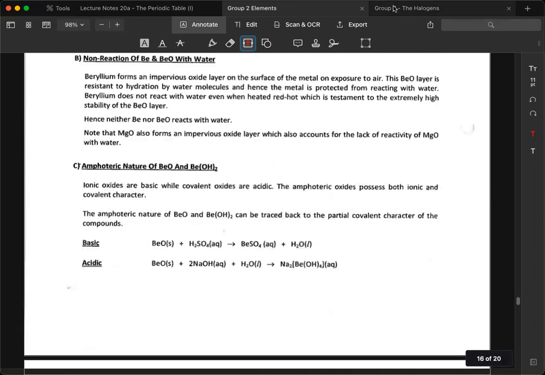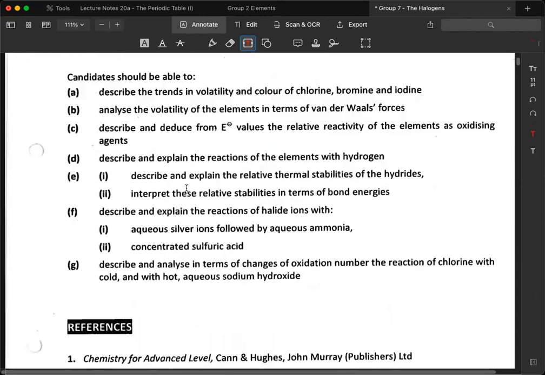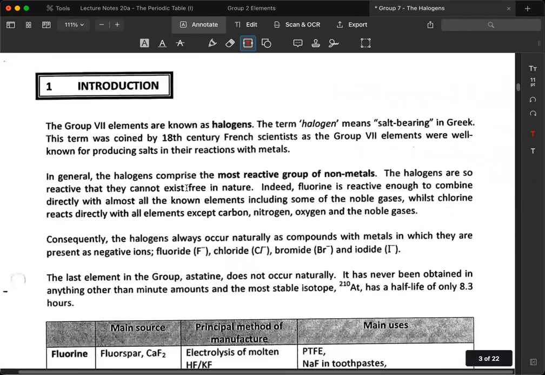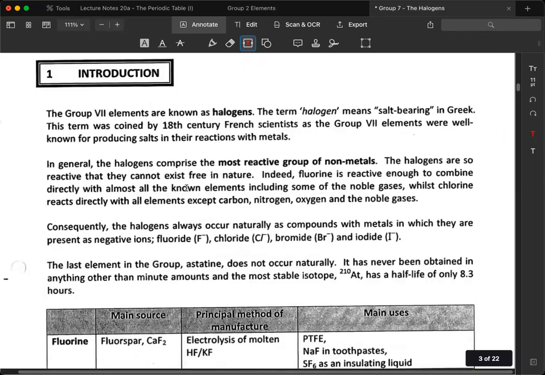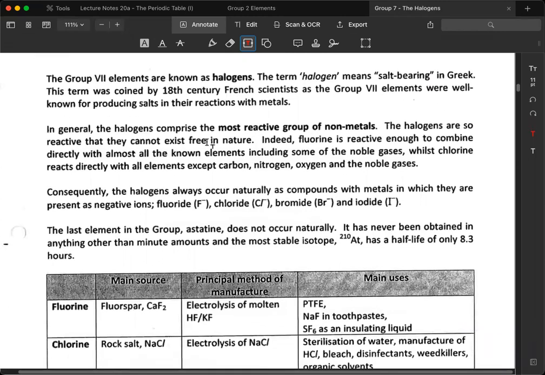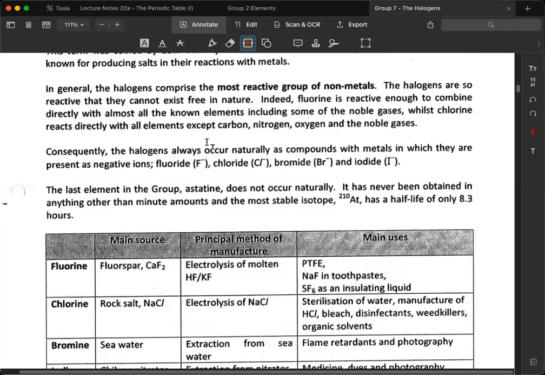Okay, that's it. Let's go on to the last one, group 17, the halogens. The group 17 elements are known as halogens, so I'm not going through this detail. They are the most reactive group of non-metals. They are so reactive they cannot exist in nature freely.